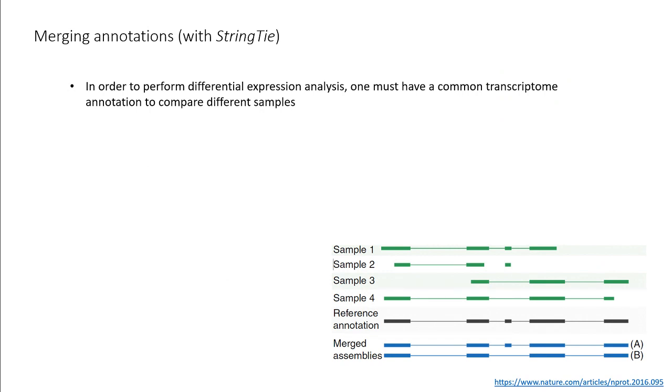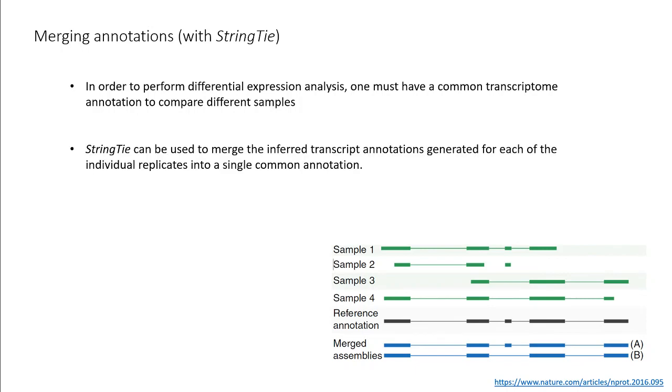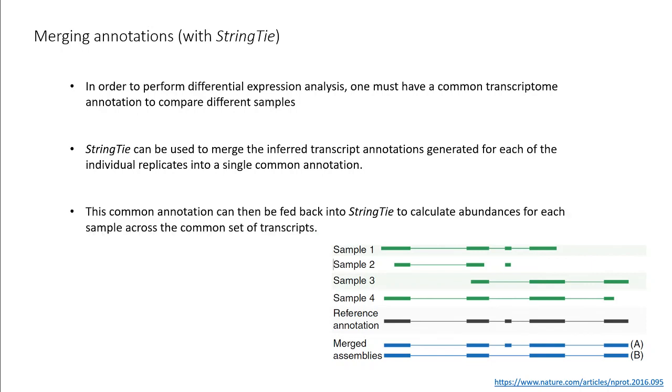In order to perform differential expression analysis, one must have a common transcriptome annotation to compare different samples. Stringtie can be used to merge the inferred transcript annotations generated for each of the individual replicates into a single common annotation. This common annotation can then be fed back into Stringtie to calculate abundance for each sample across the common set of transcripts. So, how do we run Stringtie?